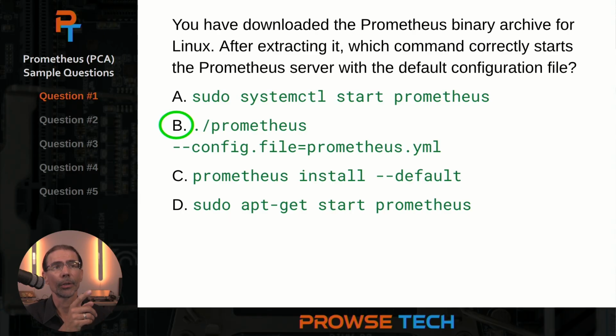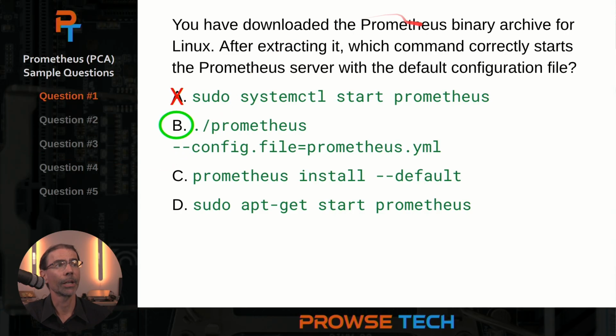So let's take a look at those. Answer A says sudo systemctl start Prometheus. That's only going to work if Prometheus is installed and managed as a systemd service. And like I say, that's how you would normally do it in the field, but that's not what we did here, and that's not what they're saying in the question.